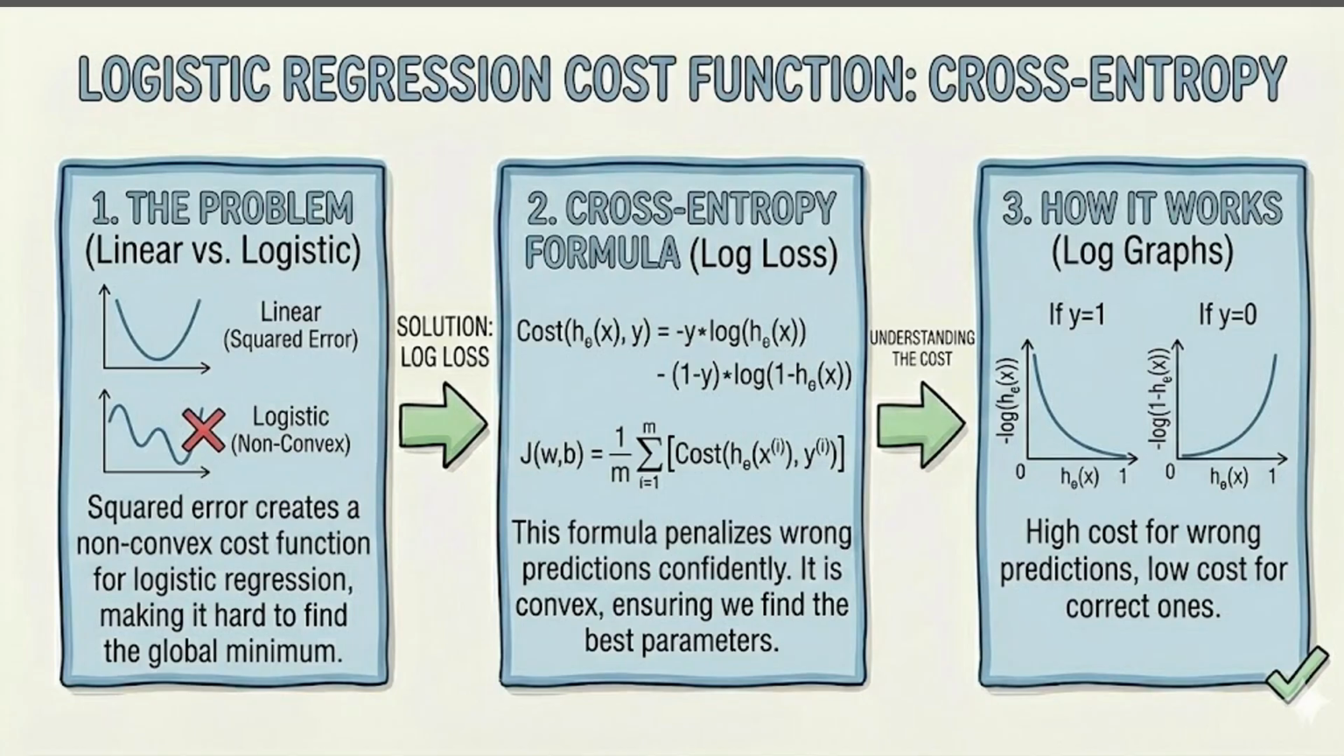Looking at the graph on the right-hand side, if the actual value is y equal to 1 and we predict 0, the cost is huge. This formula heavily penalizes confident wrong predictions, creating a smooth convex curve that ensures we can find the best parameters easily. So each wrong prediction is penalized heavily so that we are able to find the best-fit parameters.